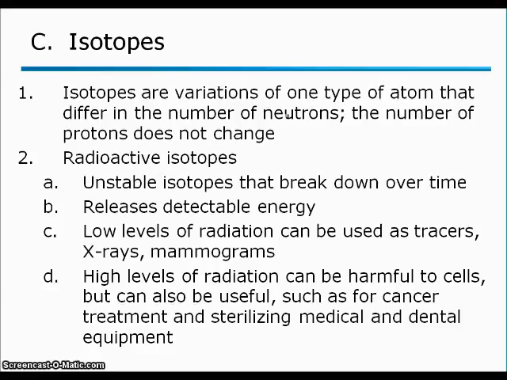Letter C says low levels of radiation can be used as tracers, x-rays, and mammograms. Those are just some examples. And high levels of radiation can be harmful to cells but are also useful, such as for cancer treatment or sterilizing medical and dental equipment. So those are the two reasons that we might want to learn about isotopes and or radiation.